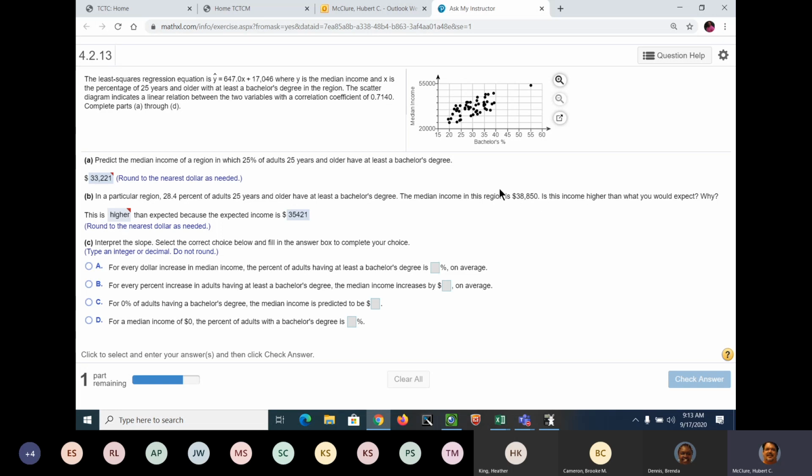Is this referring to 38,850? Okay, I was referring to this. So is 38,850 higher than you would expect? And you would compare it to this and say higher, and don't forget to put your comma or it'll mark it wrong.